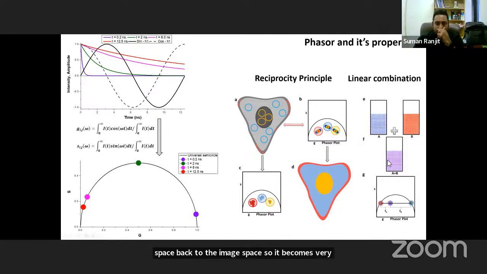Another thing is the linear combination principle, which is shown in solution, but it is valid for a pixel, as Alex talked about before me. So if you have two samples with different lifetimes and you mix them, the Phasor point of the mixture would appear exactly on the line between the original two Phasor points. And the distance of this point, the purple here, from either the red or the blue, would be inversely proportional to the fractional intensity of that particular species. So now we can calculate back what the fractional intensity of each Phasor is. So it's a quantitative way to calculate metabolic changes.